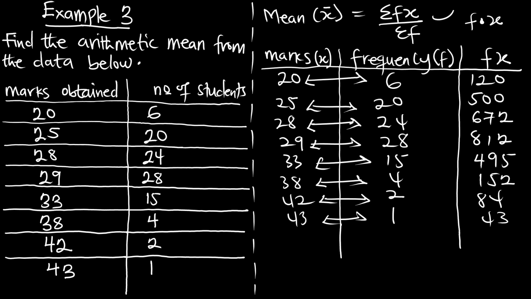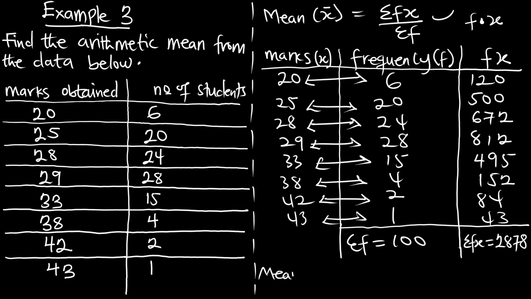Since we know that this is the frequency and the fx table, we are going to find the summation of f, which is going to give us 100 students. Are we okay? So this to the summation of fx, that is 2878. Therefore, our arithmetic mean, or the mean from the formula above, is going to be 2878 on 100, which is going to give us 28.78.